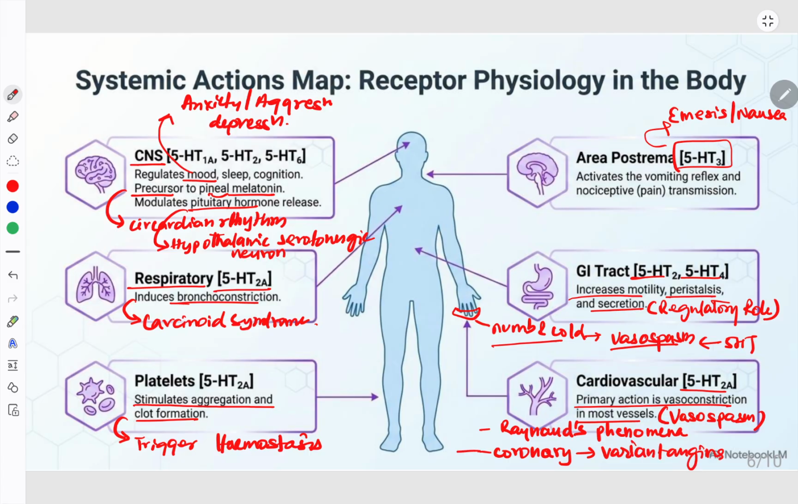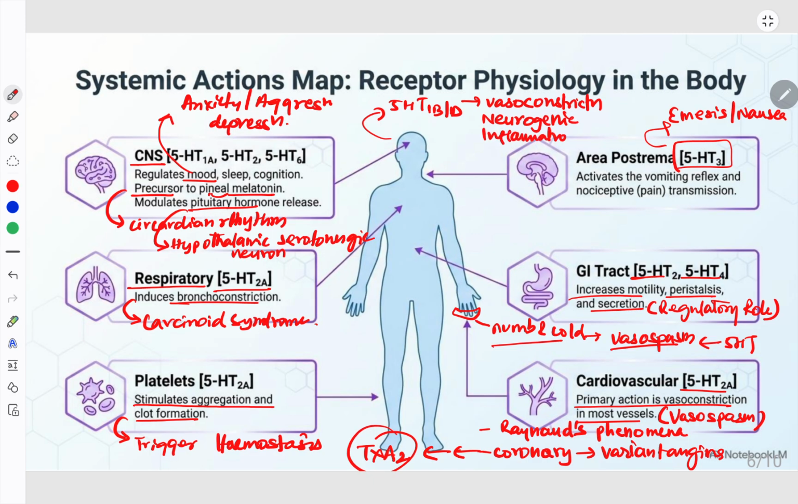Though it is noted that there is a role for another molecule, another autacoid of the prostaglandin type, related to prostaglandin, that is thromboxane A2. In addition, 5-HT1B and 1D receptors have been noted to modulate vasoconstriction in the brain as well as neurogenic inflammation and therefore have been implicated in the pathophysiology of migraine.